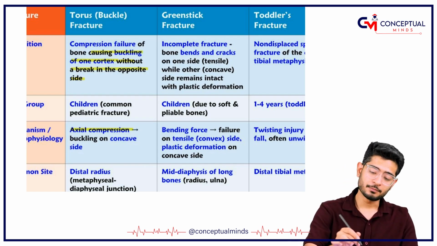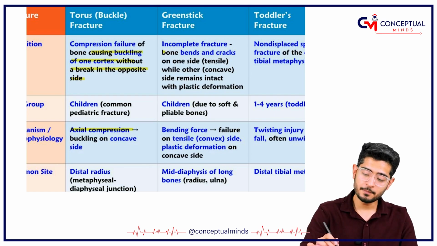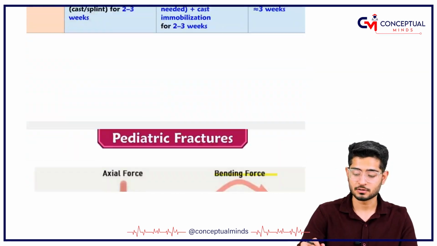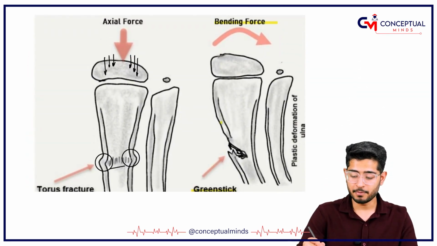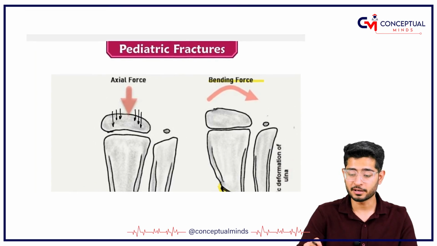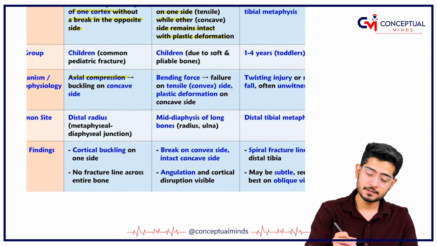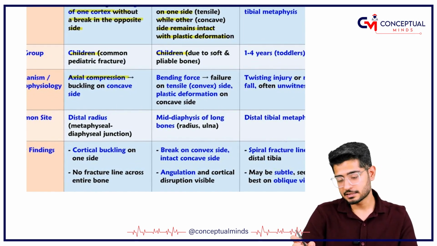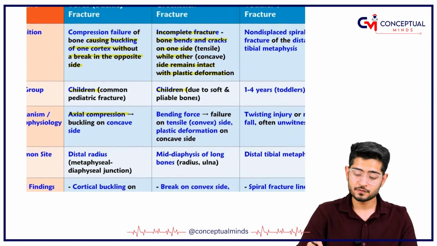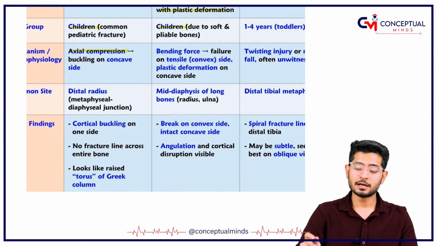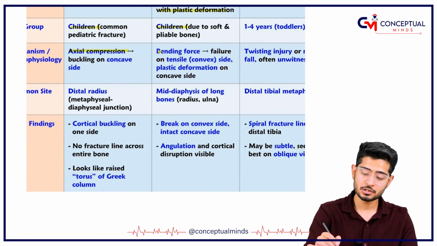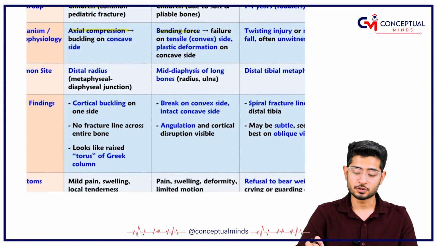And what about the Greenstick fracture? The bone is going to bend and crack on one side. So it's an incomplete fracture because the other side remains intact with plastic deformation. See, this side is getting bent, this side is getting cracked, but that's an incomplete fracture because no complete break is going to occur. Both the Greenstick fracture and the Torus fracture are seen in children, and here it was axial compression, here it is the bending force.